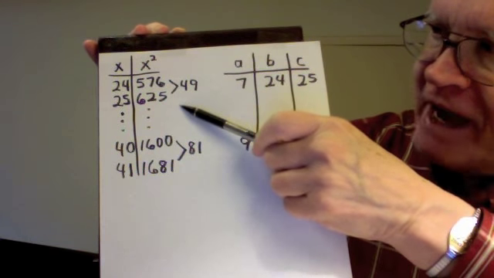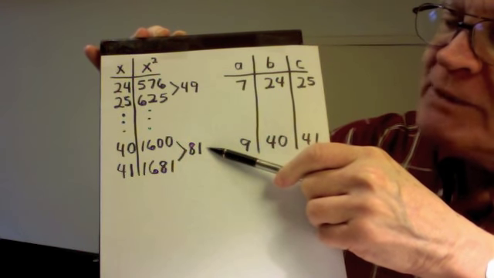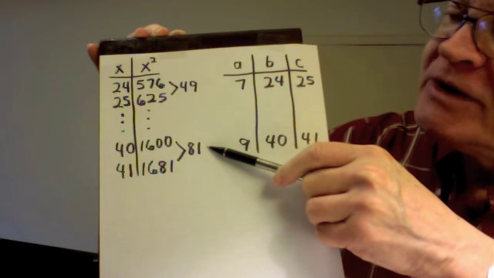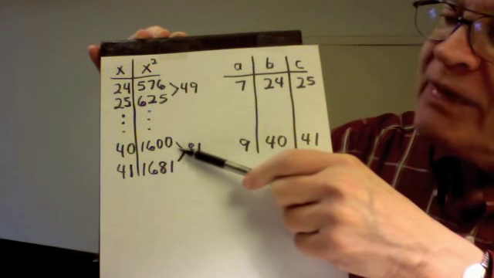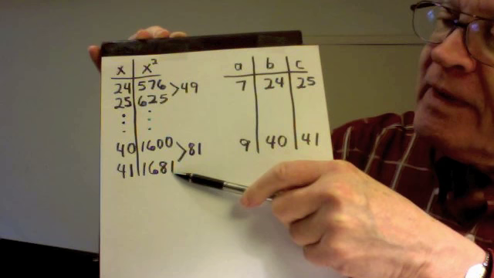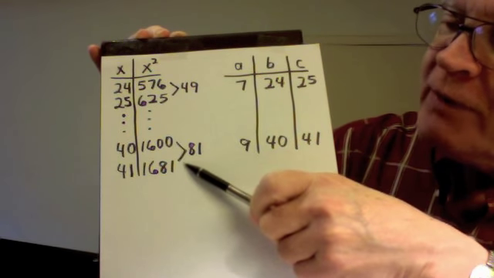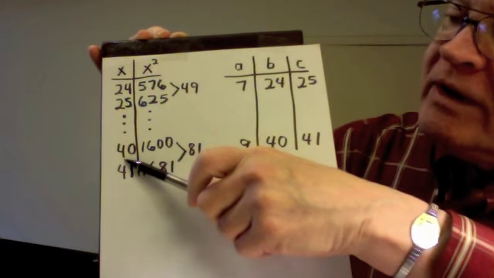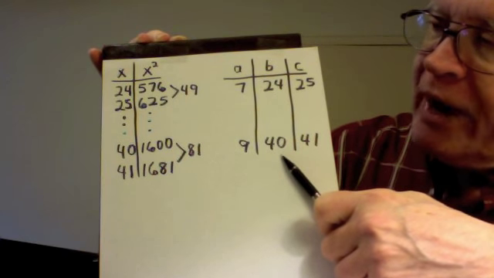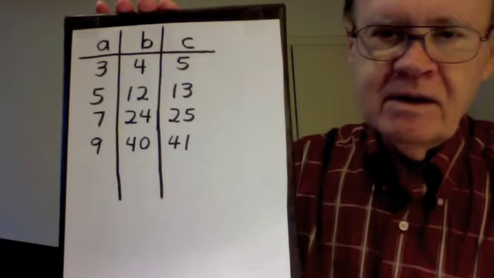Continuing down the x squared table, the next square number we come to in the differences column is 81, giving us this addition fact: 81 plus 1,600 equals 1,681. That gives us the Pythagorean triple 9, which is the square root of 81, 40, 41. So we have two more entries in the ABC table.